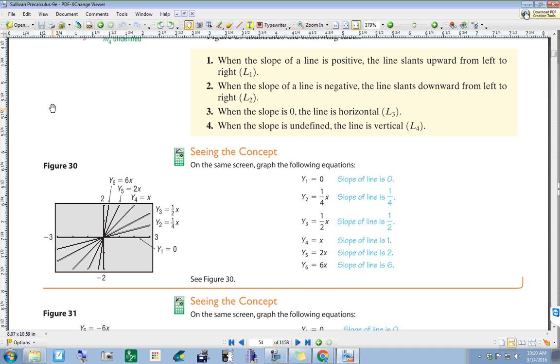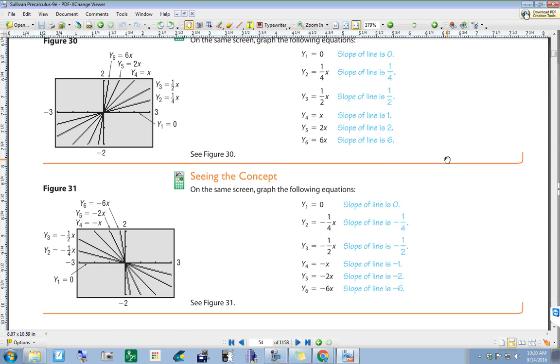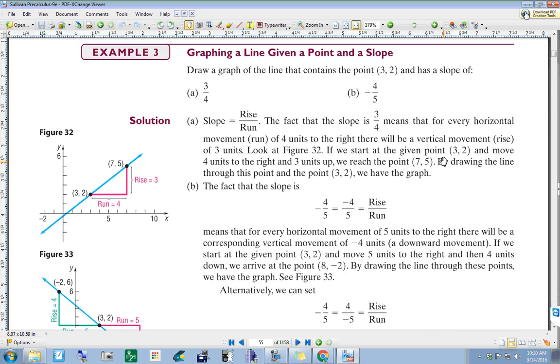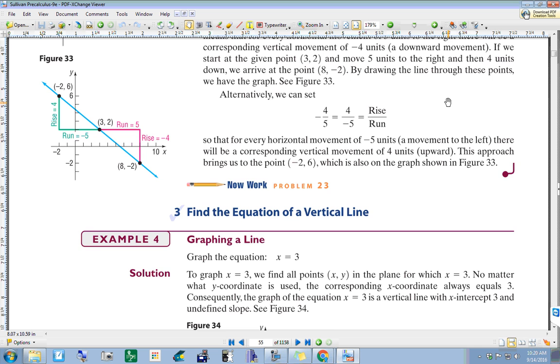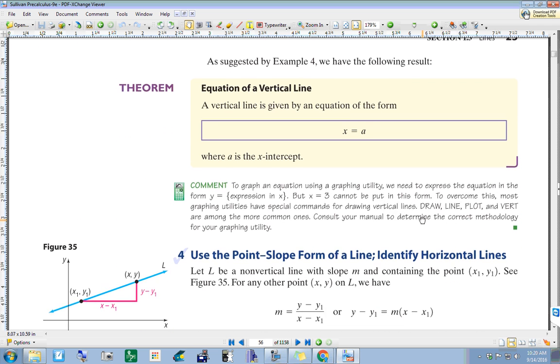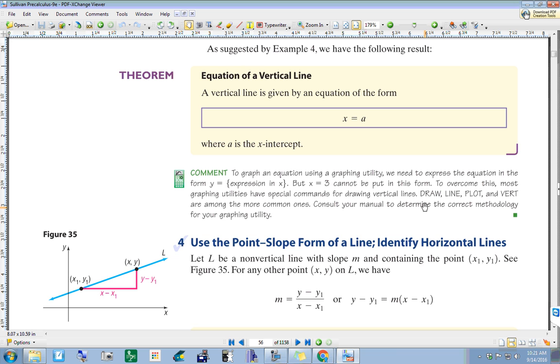Slope of the line is negative, goes downhill. Slope is 0 when it's a horizontal, and slope is undefined or no slope. You'll also see it identified as that when you've got a vertical line. Let's see. Graphing a line at a point on a slope. This is nothing new to you. Graphing a line. Equation of a vertical line. Anytime that you've got x equal to a value, you've got a vertical line. Find it on the intercept, go straight up and down. Big deal.